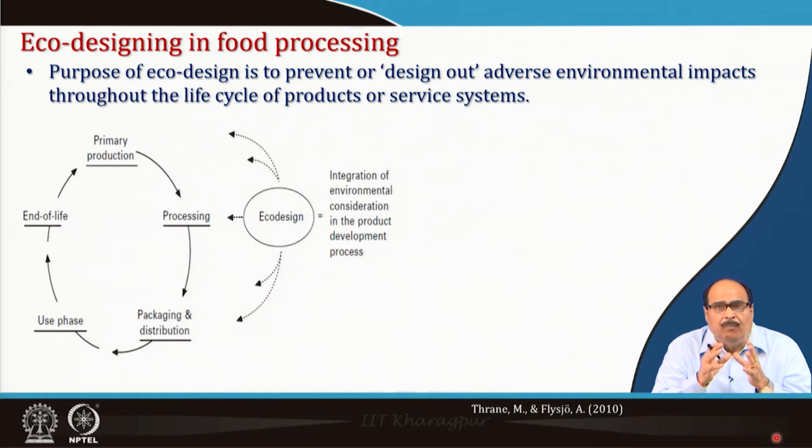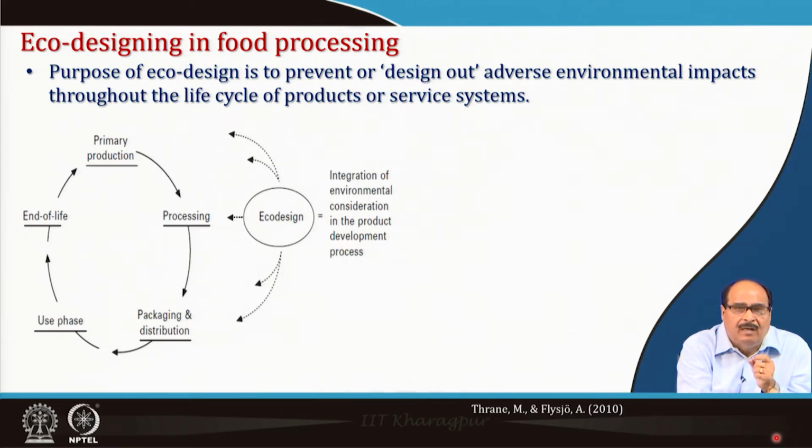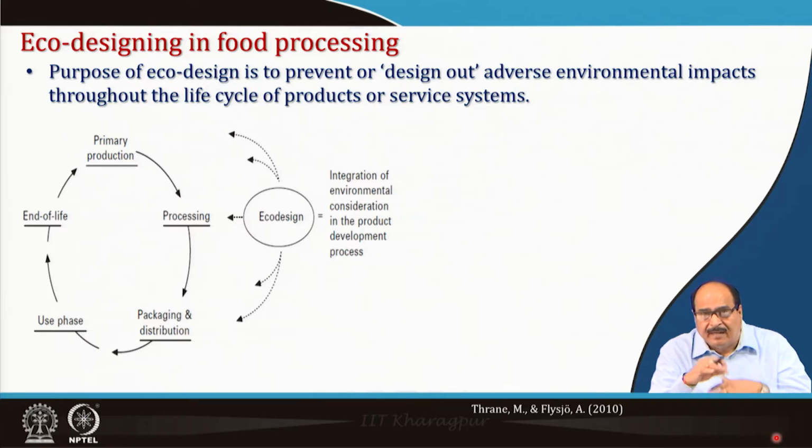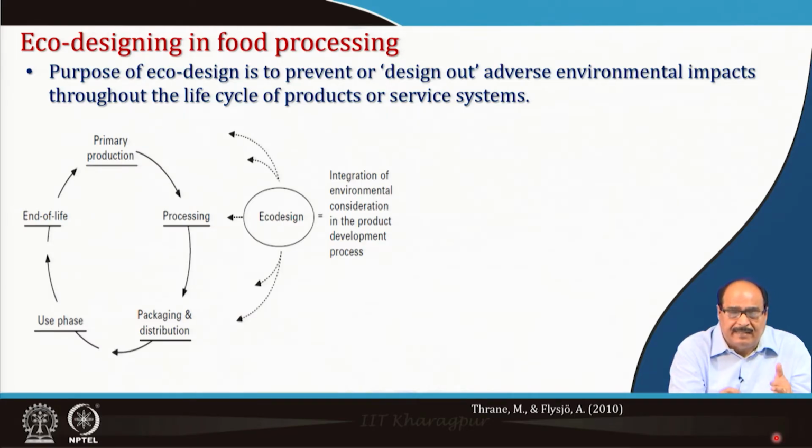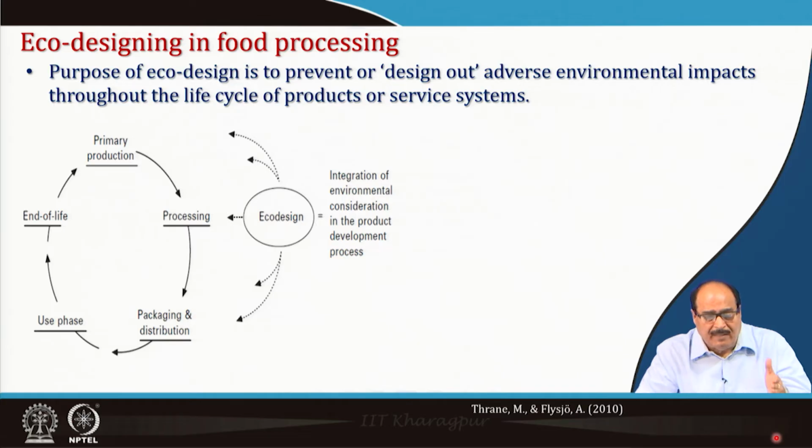So, eco designing in food processing is very important. The purpose of eco design is to prevent or design out adverse environmental impact throughout the life cycle of the product or service systems. As I told you, every possible effort should be made to make sure that in the food value chain, starting from primary production, processing, packaging and distribution, even in supply chain, consumption, storage etc., ecological balance is maintained, and there is proper integration of environmental consideration in the product development process and the consumption process in the whole supply chain.